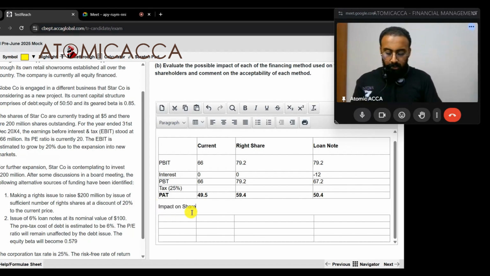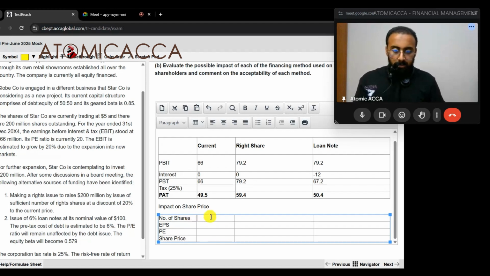Impact on share price. So we're going to have number of shares over here, then EPS over here, PE ratio over here, and we're going to find the share price. So what is the number of shares? The company initially had 200 million shares. With rights shares, we were told that 250 million shares will be issued. So 250 million will be there. With loan notes, we are just issuing loan notes and not shares. So that will remain at 200.